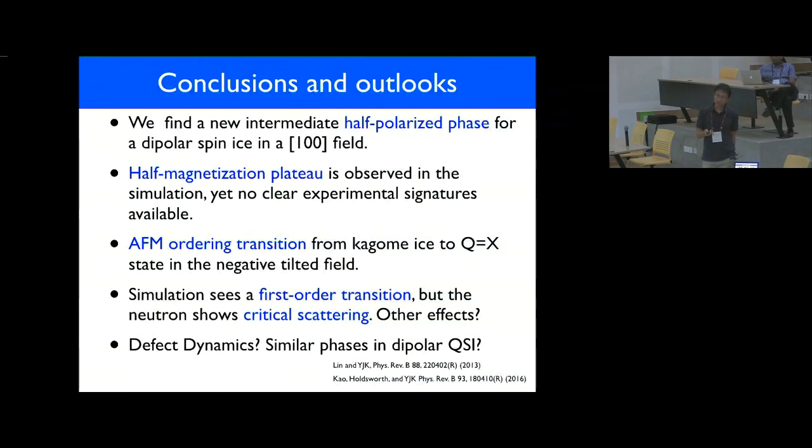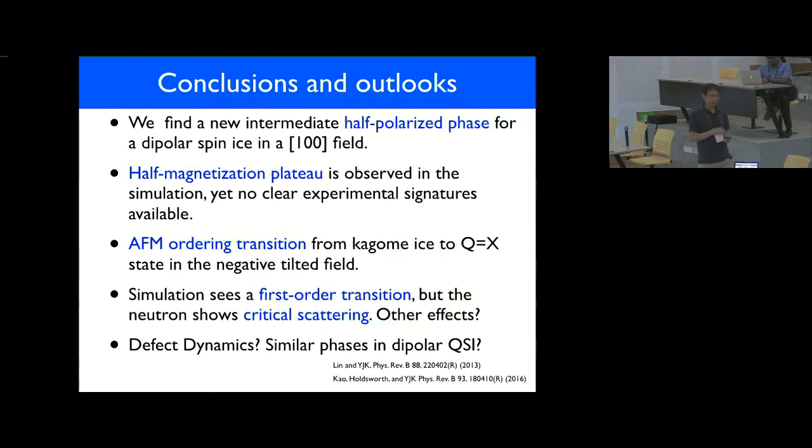And we found that in the tilted field physics, what people observe in the experiments may be indicative of an antiferromagnetic ordering transition from a Kagome ice to this beta chain ordering state, which is called Q equal to X state. What we see in the simulation is a first order transition, but neutron shows a critical scattering. Is it possible there's some other effects in the experiments which are not taken into account in our simple-minded model?